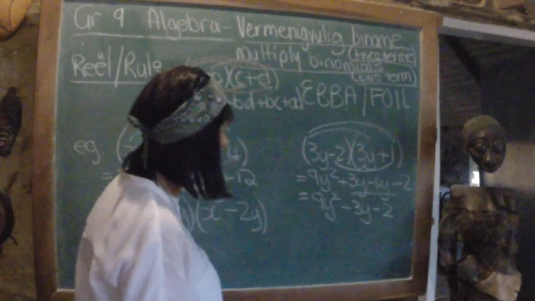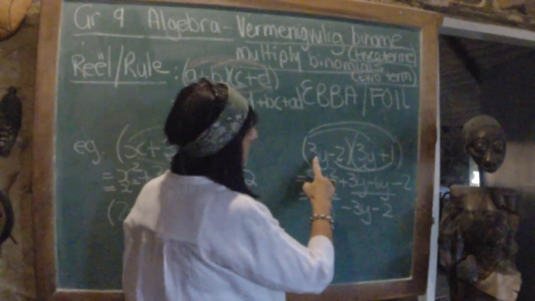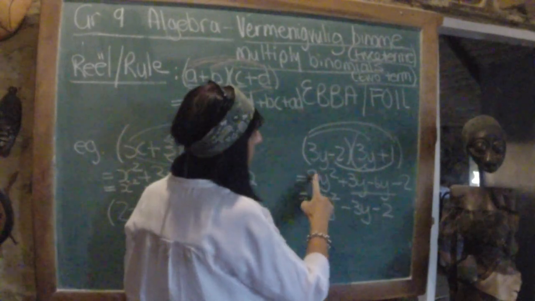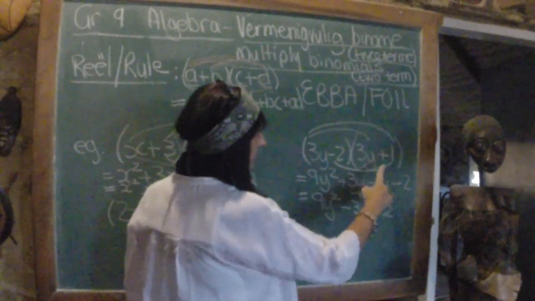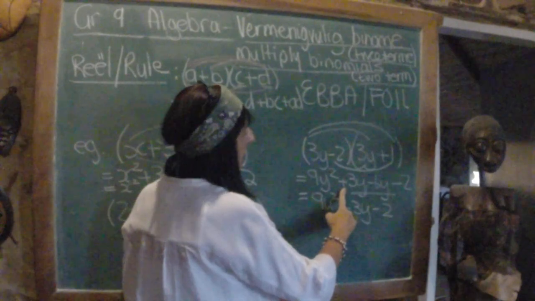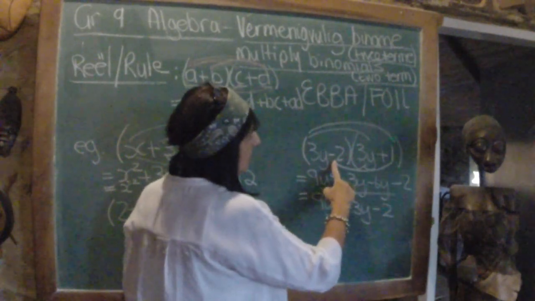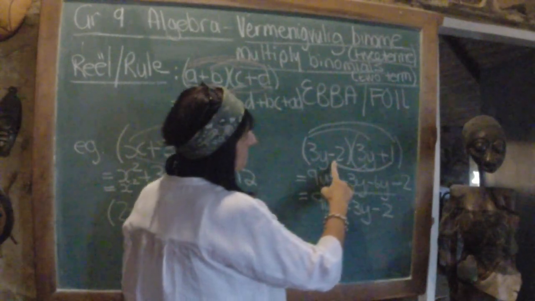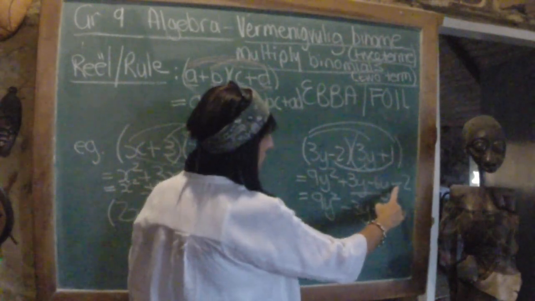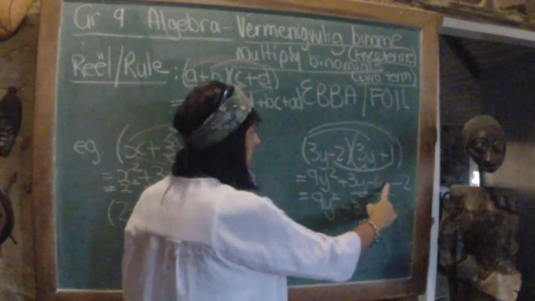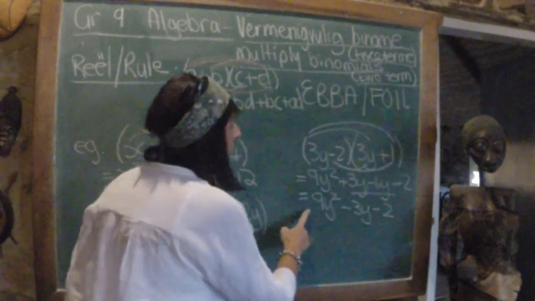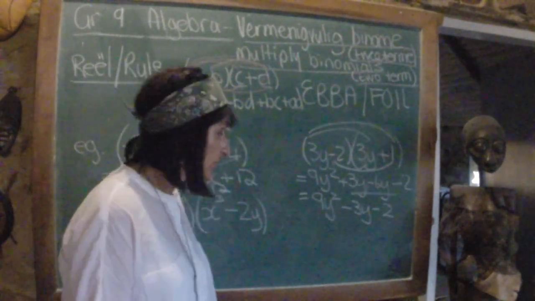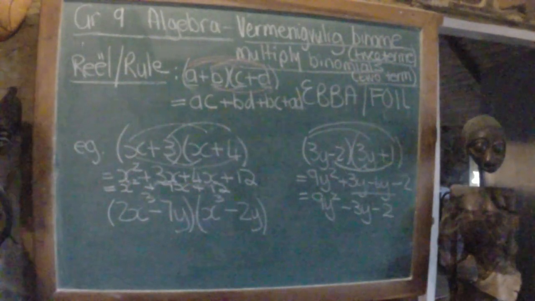Let's do it in English. First, 3y times 3y gives you 9y squared. Outer, 3y times plus 1 gives you plus 3y. Inner, minus 2 times 3y gives you minus 6y. And lasts, minus 2 times plus 1 gives you minus 2. If you add those two, it gives you minus 3y. You can't subtract these because they are unlike terms. Let's do this one, the last one.